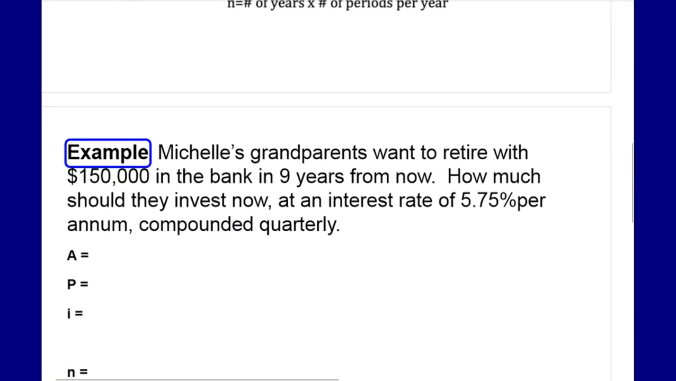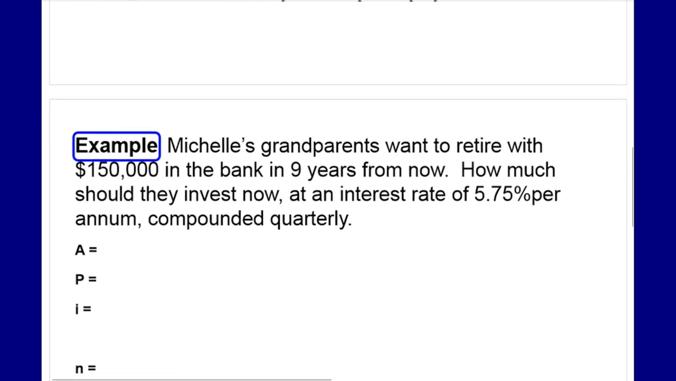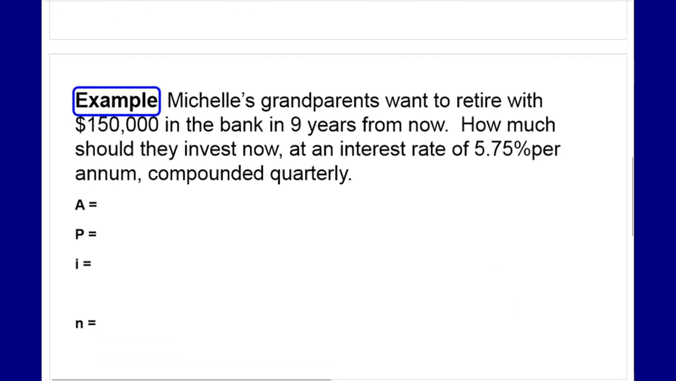So I'm just going to look at a couple of examples to get used to entering this into a calculator, finding the values, and then plugging them into the formula. Michelle's grandparents want to retire with $150,000 in the bank in 9 years from now. How much should they invest now at an interest rate of 5.75% per annum, again per year, compounded quarterly?